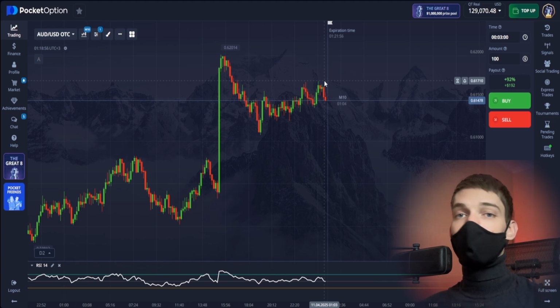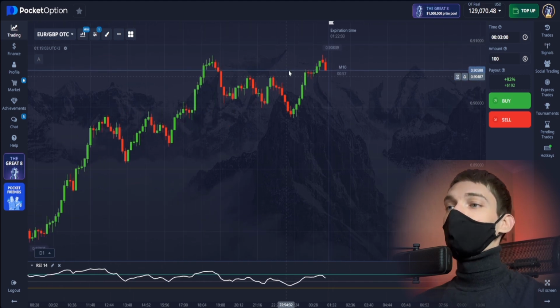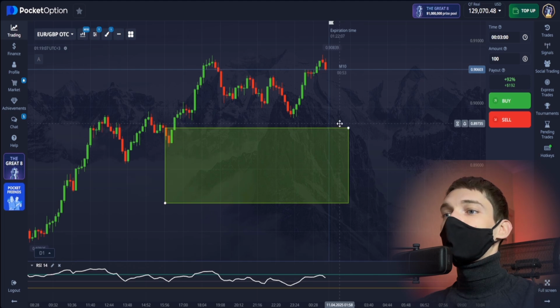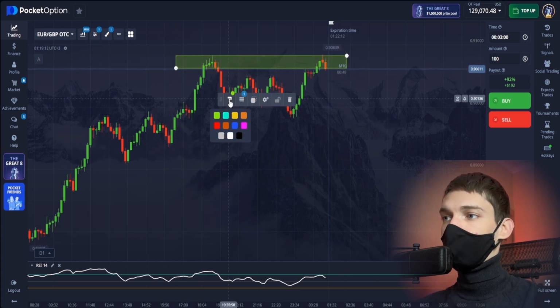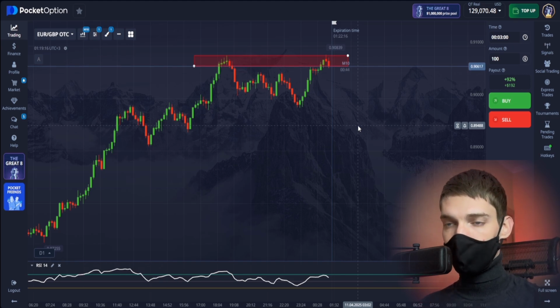For example, on 1-minute candles, we immediately go through all the currency pairs, and in this case we see a good resistance zone. Let's mark it. We open the drawing tools and mark this area. As a rule, I mark strong zones with a red color.